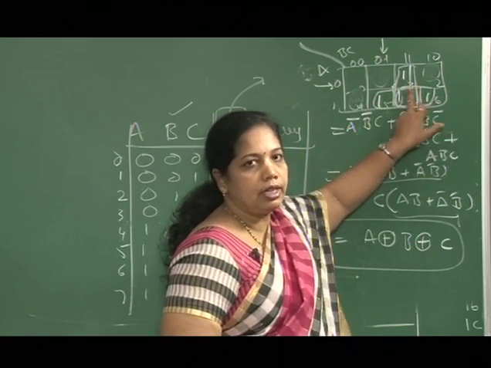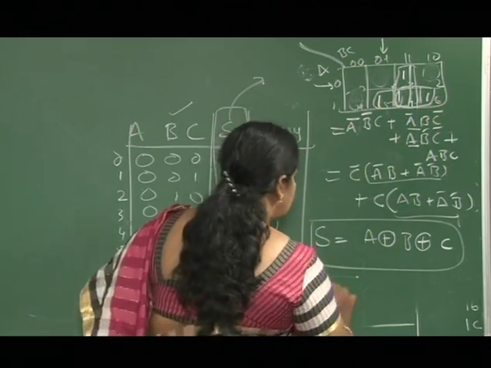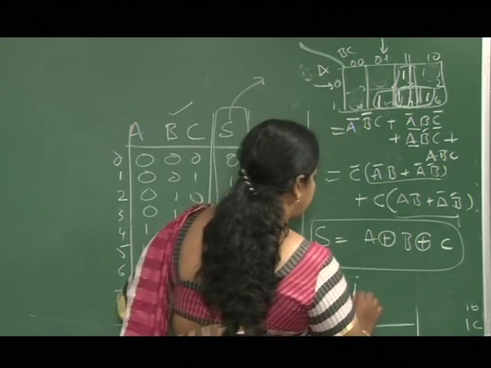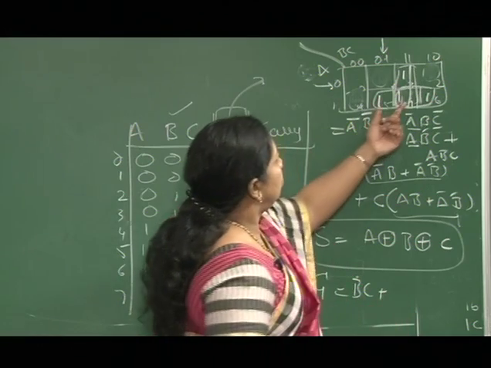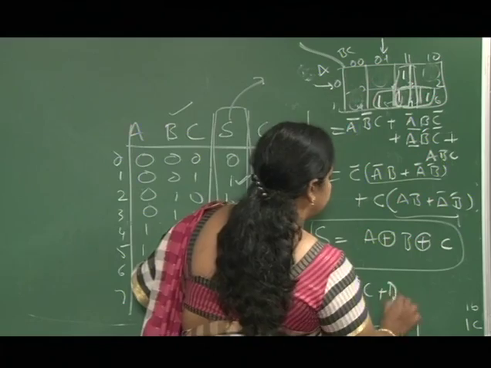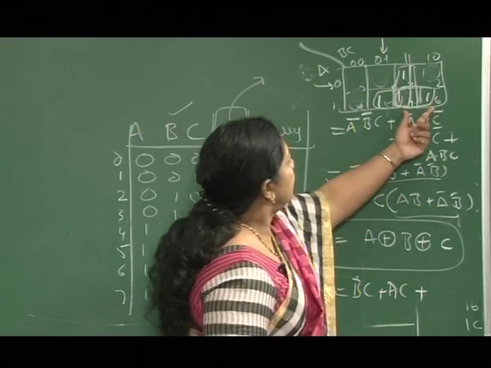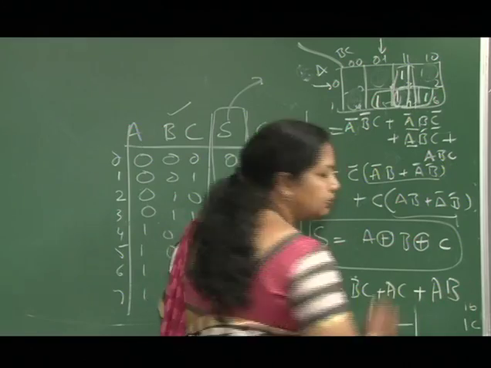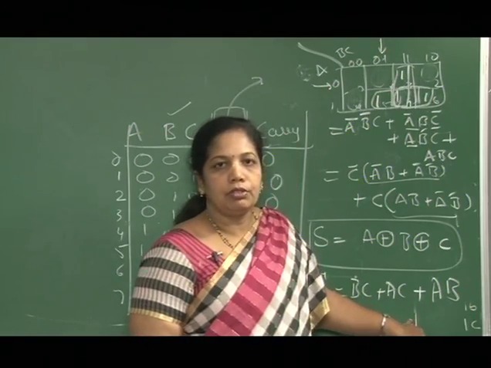So you will get 3 terms here. You can see C is equal to, this is common, it is BC, and over here it is A and C. Over here it is A and B. So this is the final equation for carry.